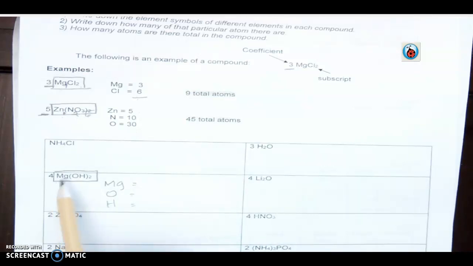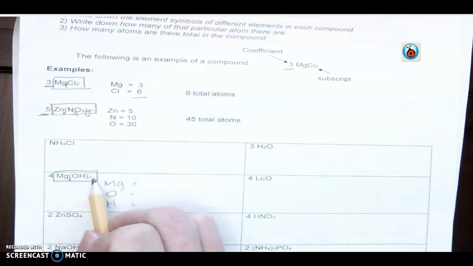Okay, so right here I have an understood 1, but then I've got parentheses. So remember, everything inside the parentheses gets multiplied by 2. So there's understood 1s there. So instead of just 1 oxygen, I've got 2. Instead of 1 hydrogen, I've got 2.